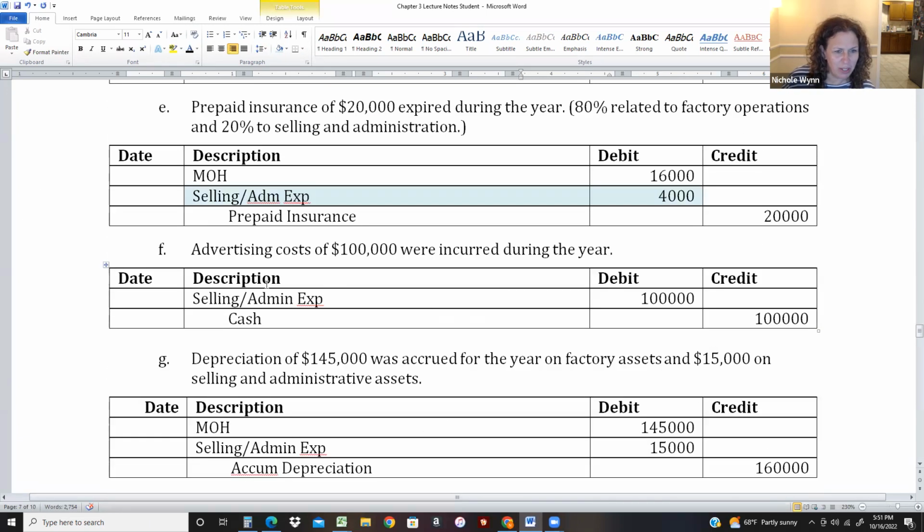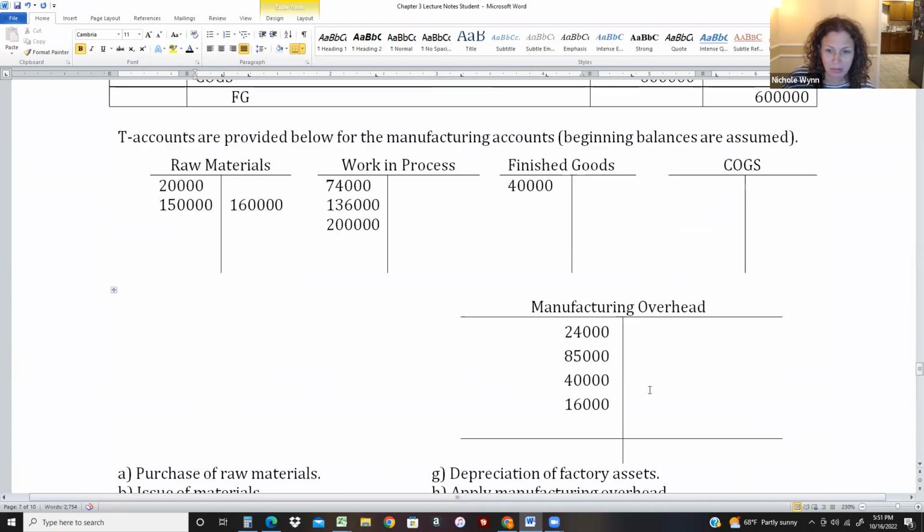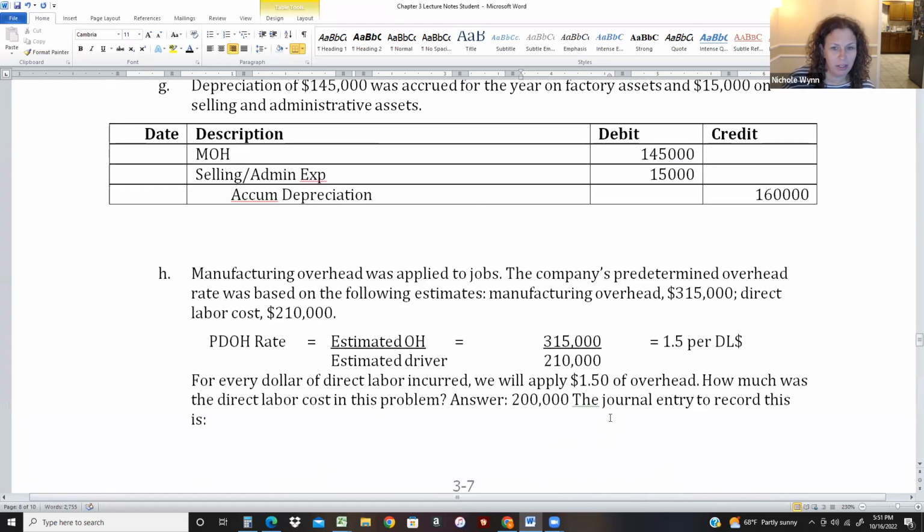Okay, the next one. Selling and admin expenses of 100. Again, I'm going to need that later. And then cash. MOH of 145. And then selling and admin of 15. Again, I'm going to need that later. And then accumulated, I don't care.